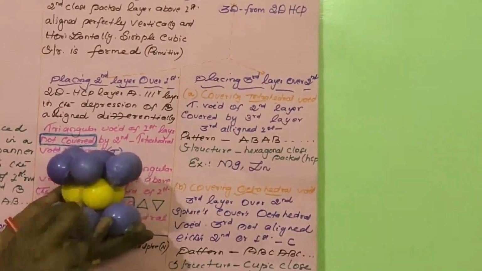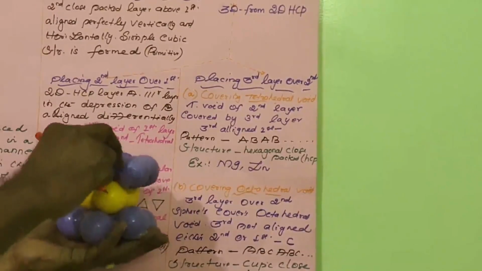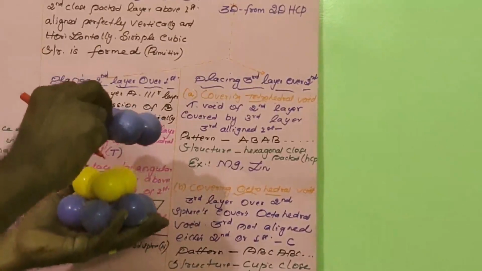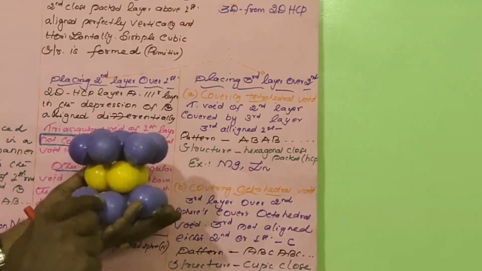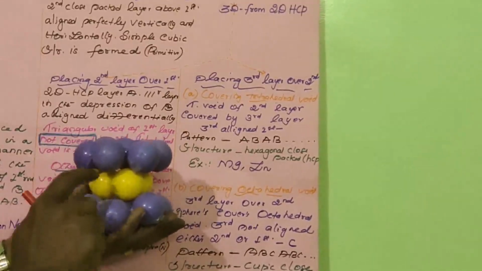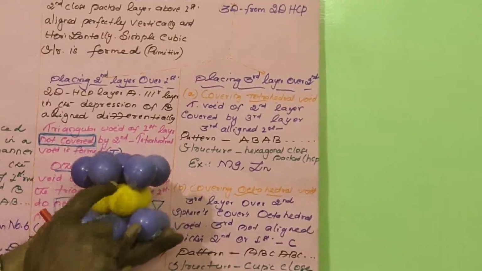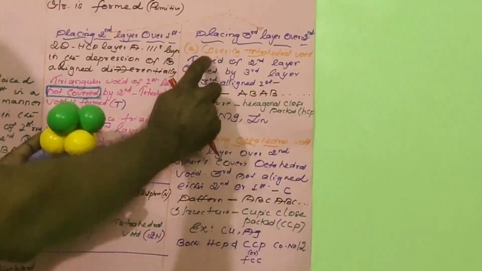So here once again, placing third layer over second layer, that is, tetrahedral void of second layer is covered by third layer. Here one tetrahedral void is formed. Here the bottom one is covered by third layer. So what is the pattern, students? The first one is similar to third one, so second one is different. A, B, A pattern. This type of close packing is known as HCP, hexagonal close packing. Example, magnesium and zinc.